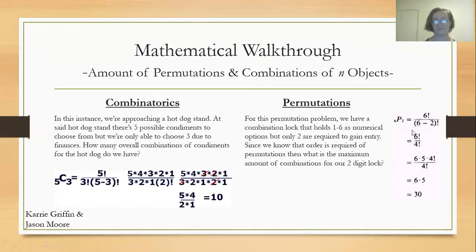So we put our total number of numerical options into the top part of our fractional equation, and that is 6 factorial. We subtract the number we actually need from the total, which gives us 4 factorial. So that's 6 factorial over 4 factorial. We break that down to the nearest number in common between the two, which is 4. Since they are the same, we cancel them out. We get rid of the 4 on top and the 4 on the bottom, leaving us with 6 times 5, which equals 30. That means there are 30 maximum combinations for a 2-digit lock.